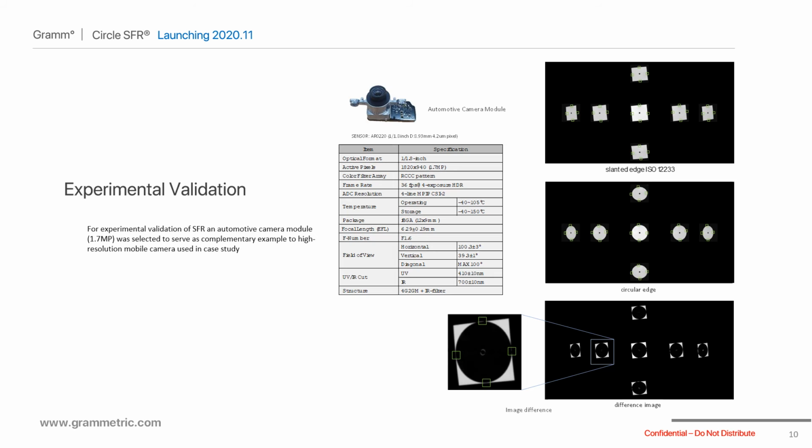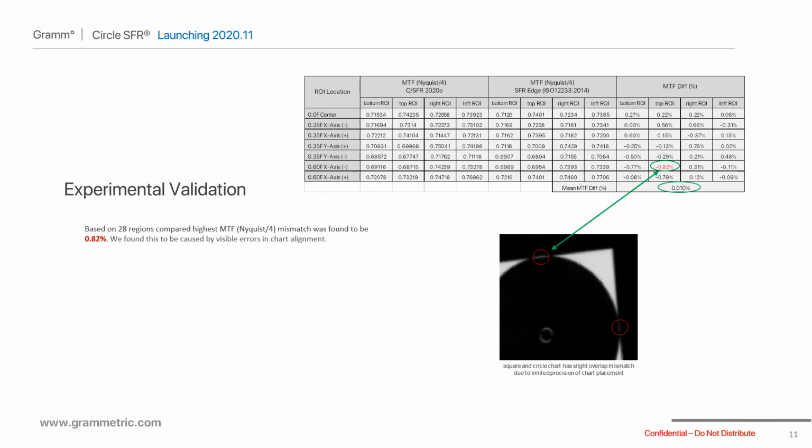This resulted in a comparison of Circle SFR and slanted edge SFR along a set of 28 unique ROI locations within the camera field of view. The result is that of the 28 locations, the highest difference in the MTF measurement at 1/4 Nyquist frequency was less than 1%, and this has been traced to the limited mechanical precision at which the circle and the square charts are aligned with one another.